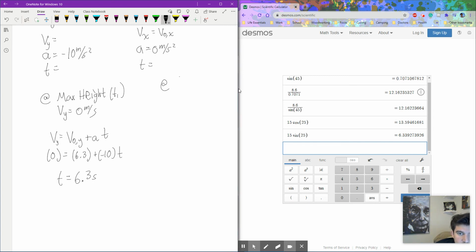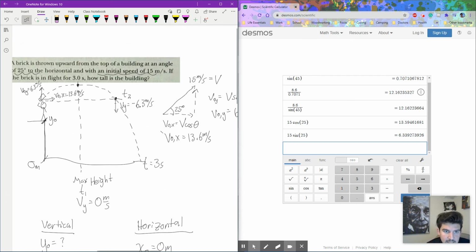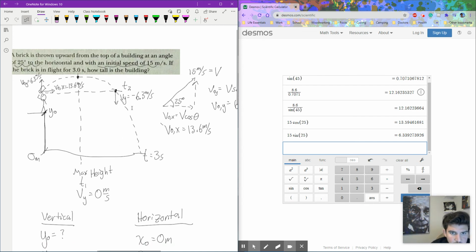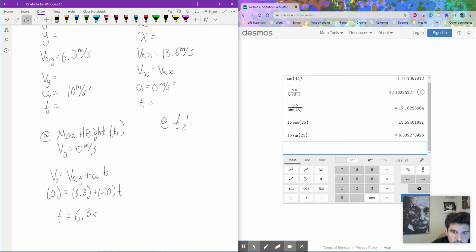Now, at T2, it has returned to the same point. Okay, so we're now back at the same point here. And just like we talked about with pure vertical motion, the time it takes an object to get to the top is half the amount of time it takes for it to get back to the bottom. Okay, so to figure out what time it is at T2, we know that the time at T2 is just equal to twice that of time 1.